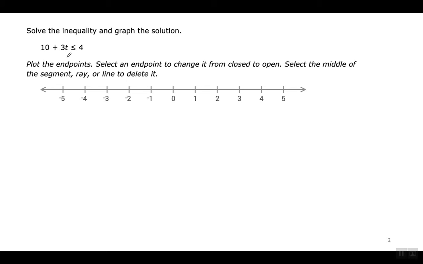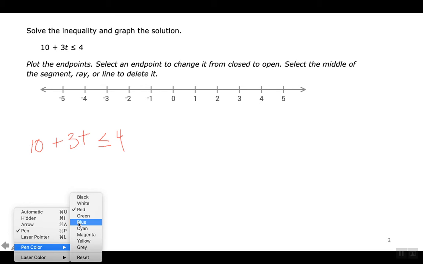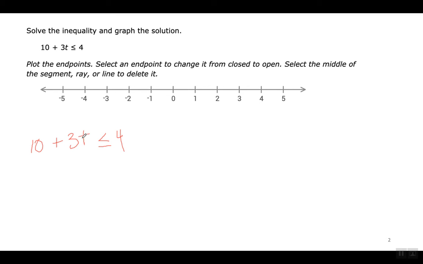So in all our examples, we have to get the variable by itself. So I have 10 plus 3t less than or equal to 4. My goal is to get the variable t by itself. So the number that's with the variable, I'm going to move last. The first thing I'm going to get rid of is the 10 by subtracting 10 from both sides of the inequality.